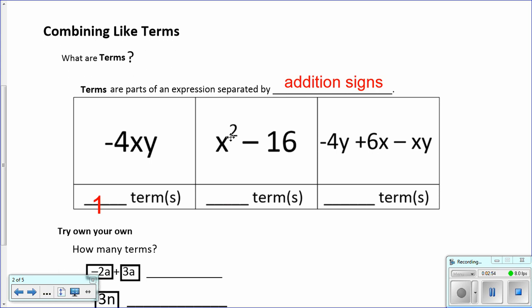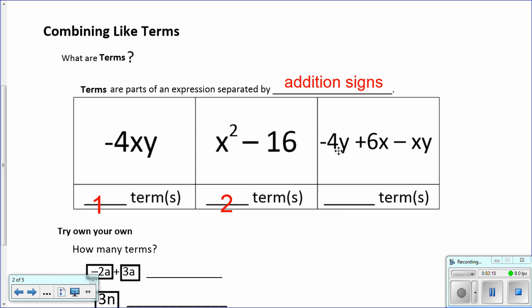Here we have x squared minus 16. Well, when we are subtracting, that really means we're doing x squared plus negative 16. So that's actually two terms. Click. Okay? One is the x squared, the other is negative 16. So you want to keep that sign in front of it.